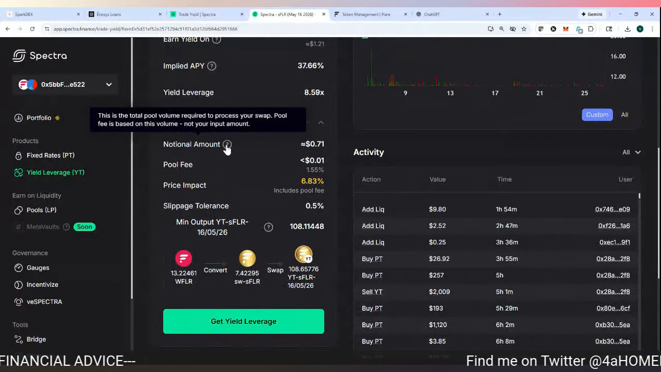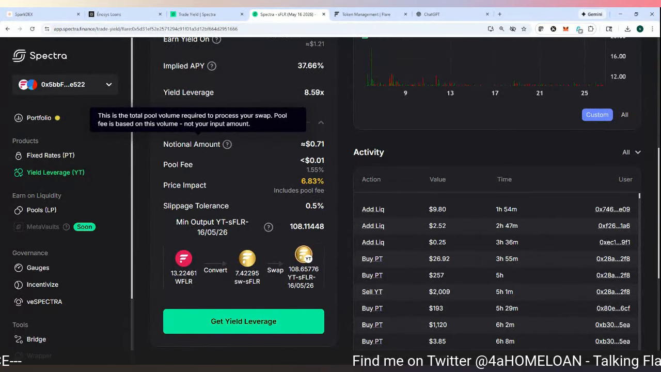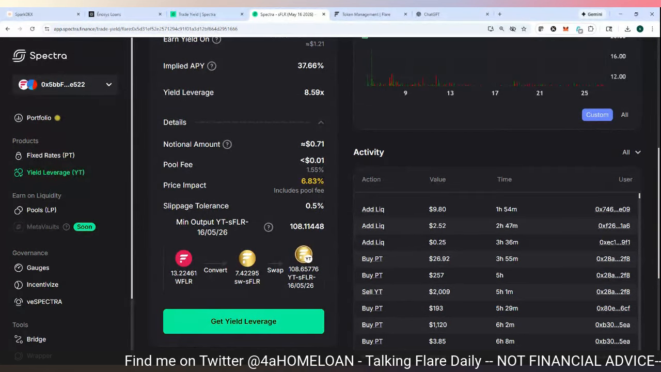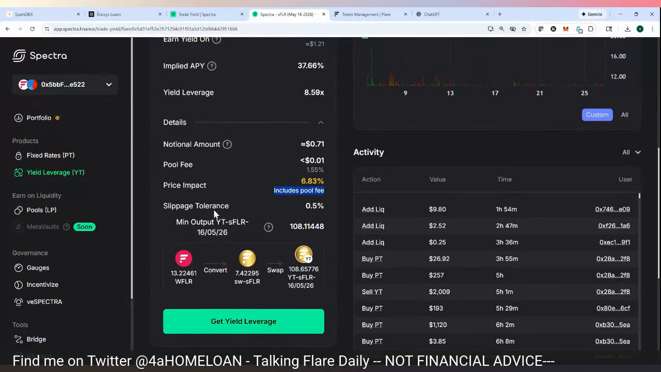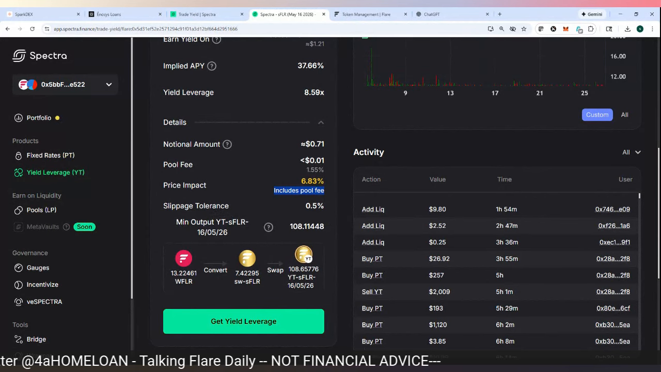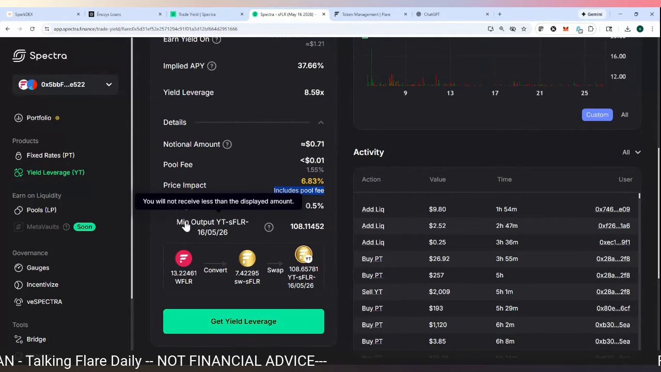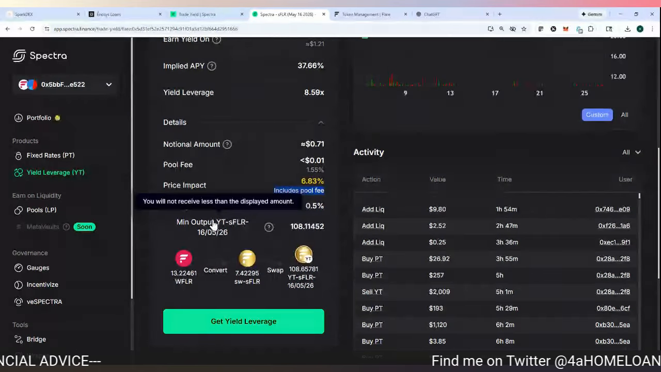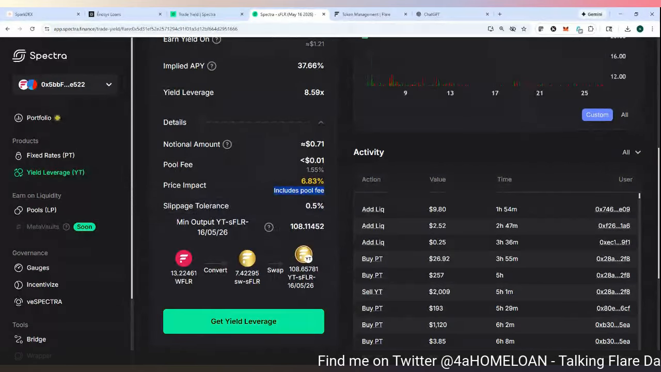Notational amount, right? Tells you the total pool volume required to process your swap, the notational amount, what the fees are, the pricing impact, right, which includes the pool fee, and then the slippage tolerance, okay? All of these are taken into account when we come up to this minimum output for the YT tokens. You will not receive less than the displayed amount of 108.11452.